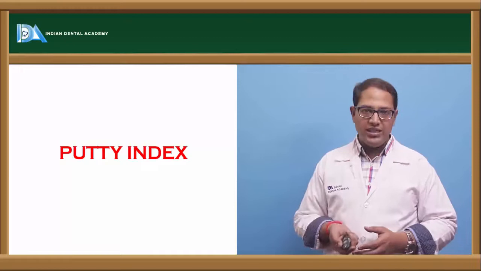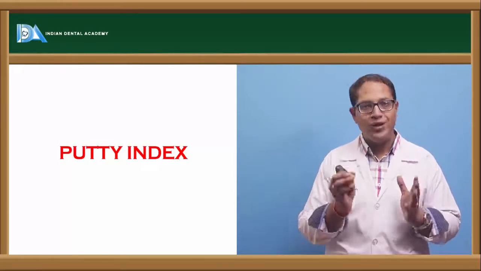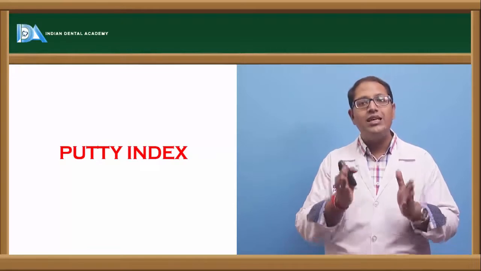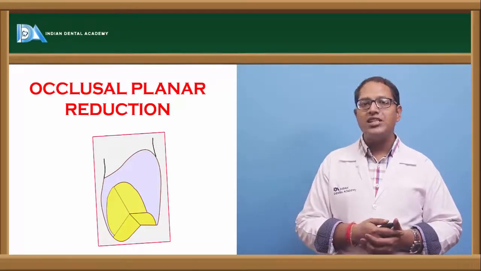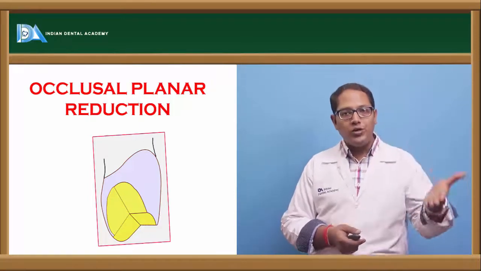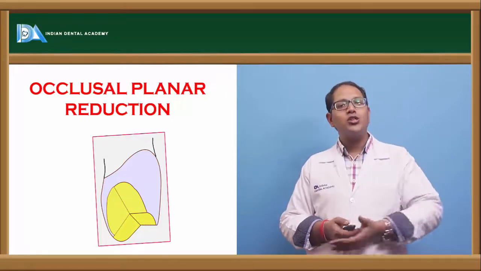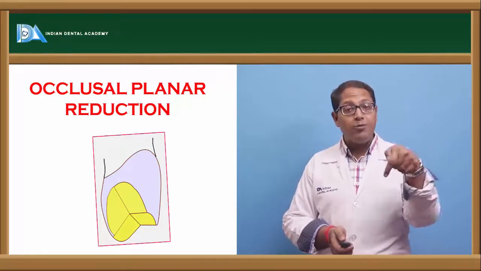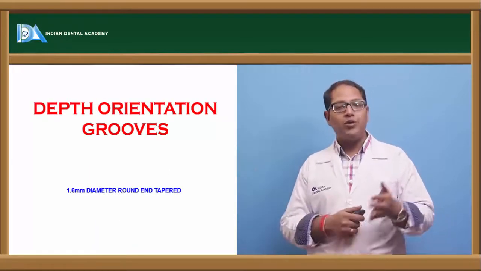You have to make a putty index of the tooth which is already present and cut the putty index in facial lingual direction as well as in the mid-sagittal plane. Now after the putty index is done, the occlusal reduction will be biplanar, of course, because even the buccal contour of a posterior tooth is also biplanar. So the preparation is also supposed to be biplanar with the help of depth orientation grooves. That is 1.5 to 2 mm.